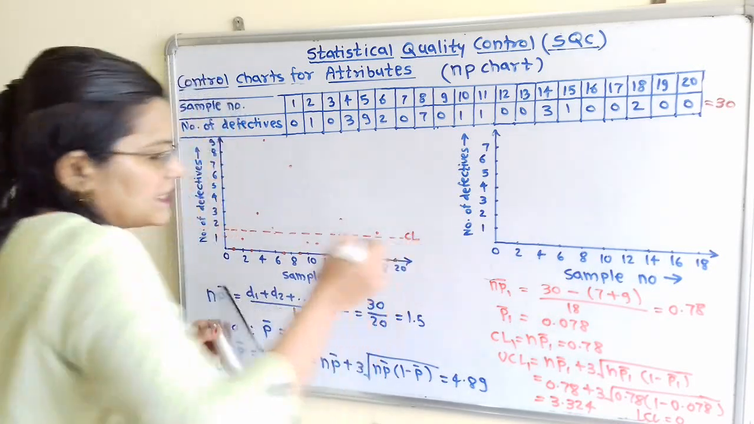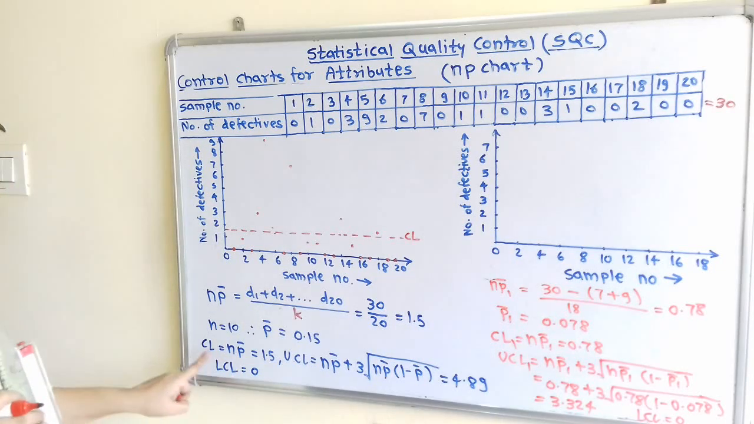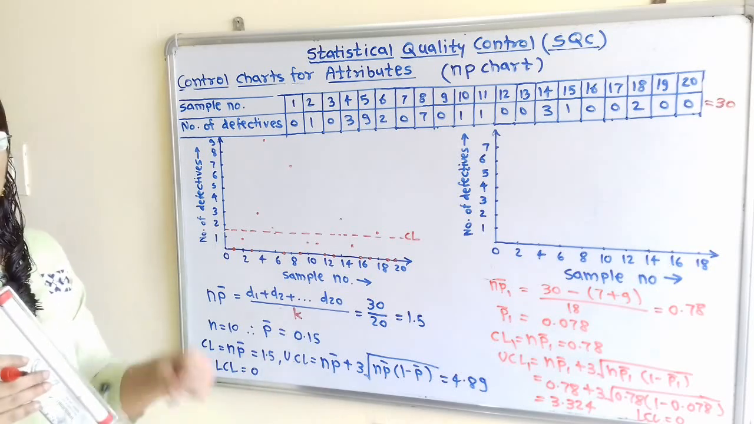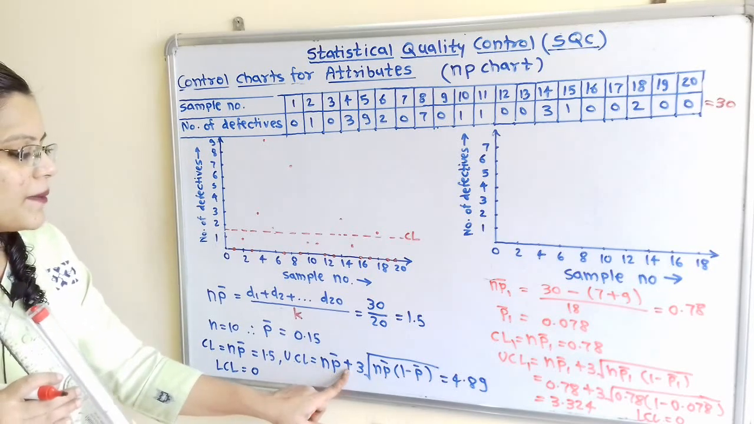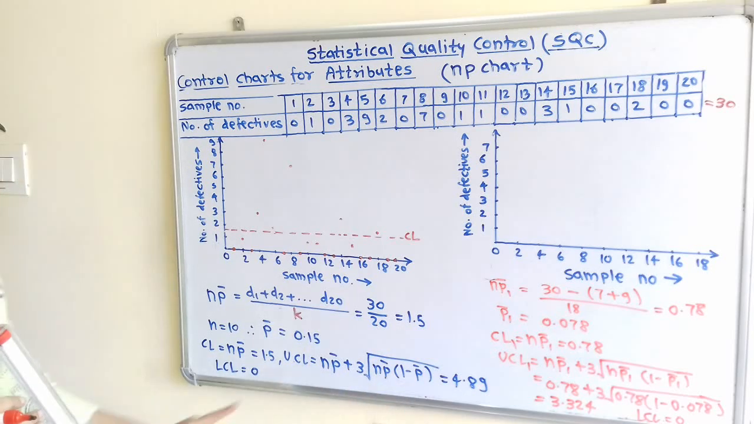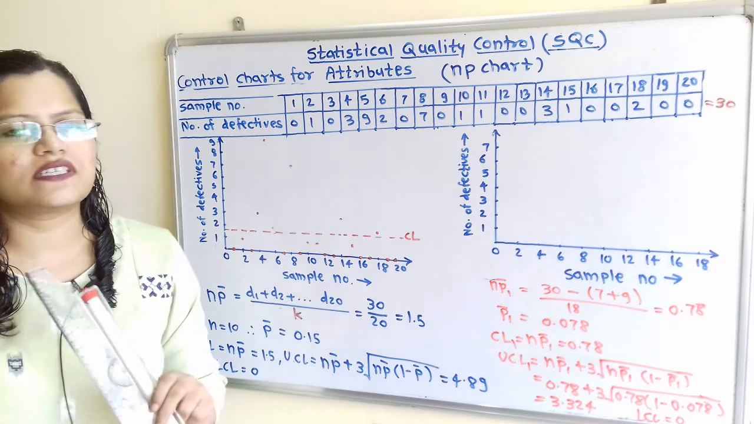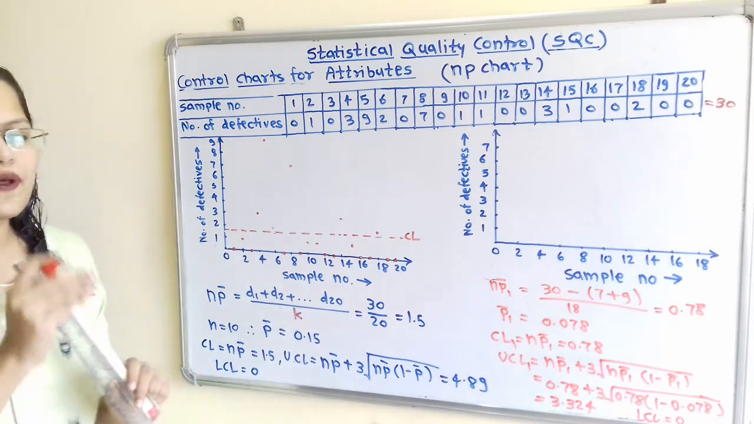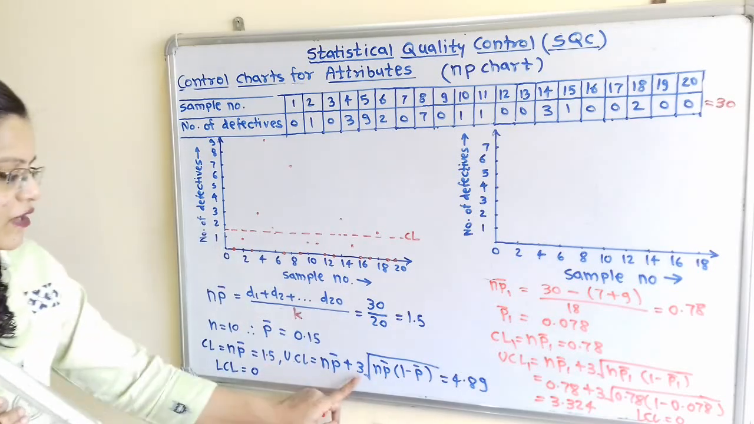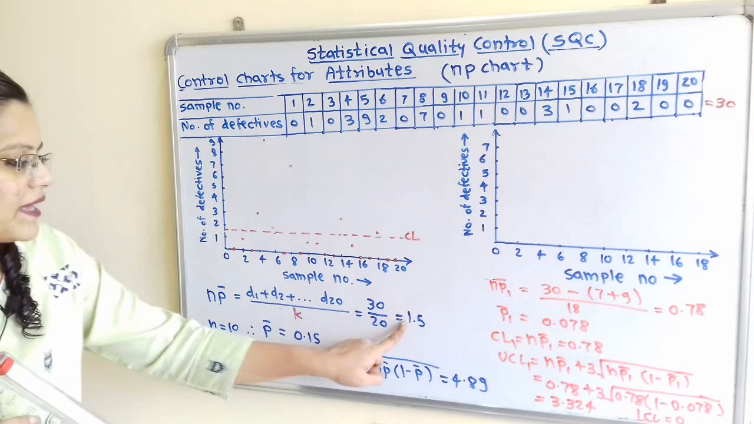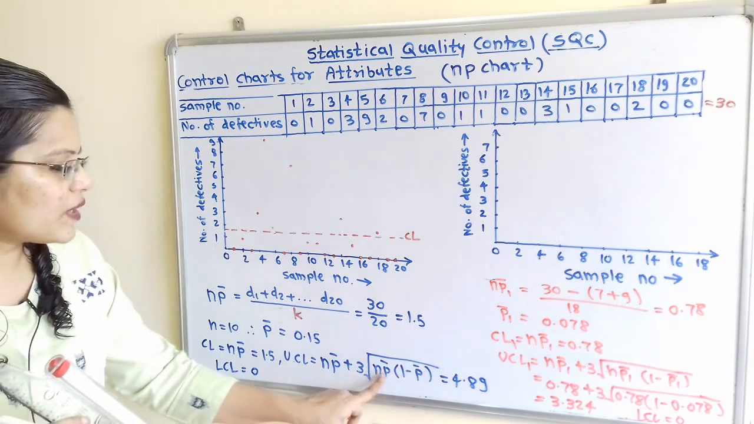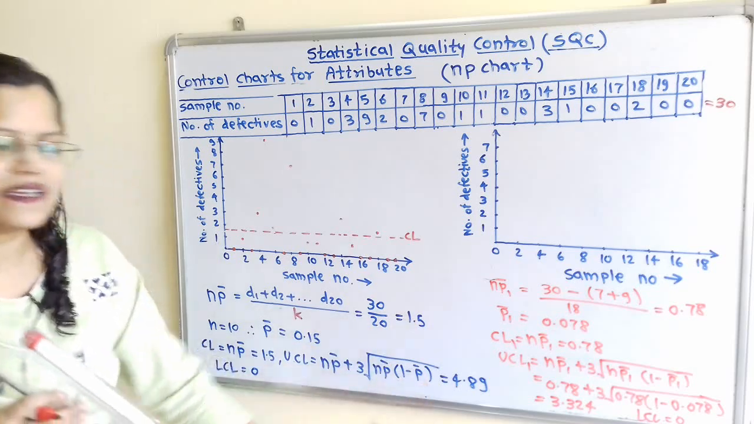So this is the center line. Now we will move to the next, the upper control limit. The formula is NP bar plus Z under root of NP bar (1 minus P bar). The value of Z we consider as 3, because no probability of confidence or control limits are mentioned, so the standard value is 3. So the value of NP bar is 1.5 plus 3 under root of 1.5 in bracket (1 minus P bar).